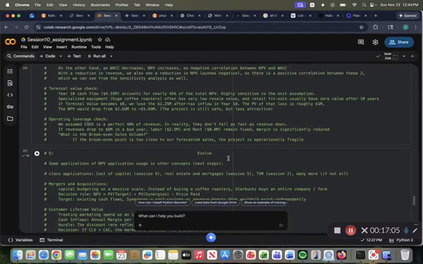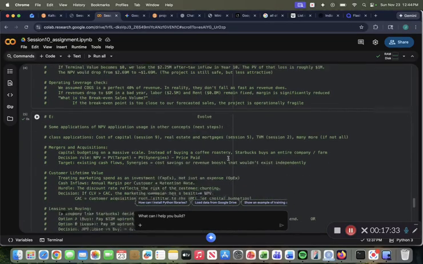And then looking at what the break-even sales volume is, if the break-even point is too close to our forecasted sales, the project is operationally fragile. So luckily, we're not too close to that point, but that's just another leverage check. If we lost our revenue, then it would get us closer to the forecasted sales, which would make the project less appealing since there's a lot more risk involved there.